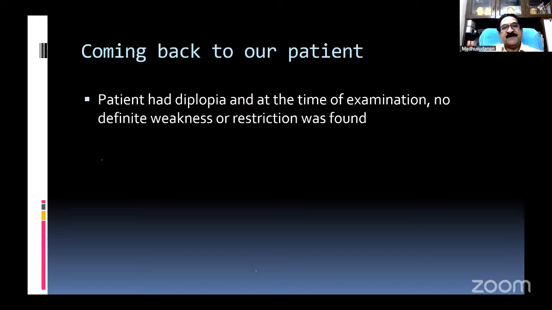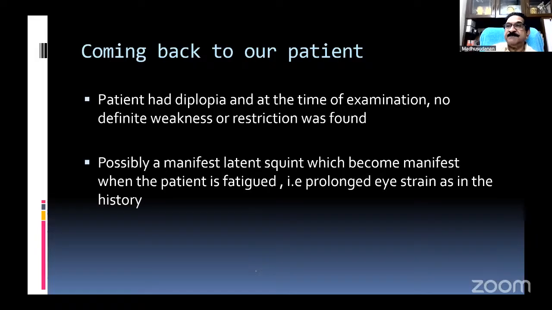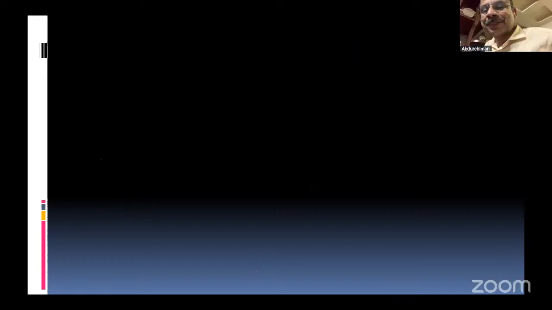So coming back to our patient who had diplopia: at the time of examination, no definite weakness or restriction was found. Possibly a manifest latent squint, which can become manifest when the patient is fatigued, with prolonged eye strain as in the history. Do you agree with the diagnosis? Yes, sir. Okay, agreed. But I did not agree with my diagnosis. Nystagmus is a problem. Nystagmus cannot be explained, sir.